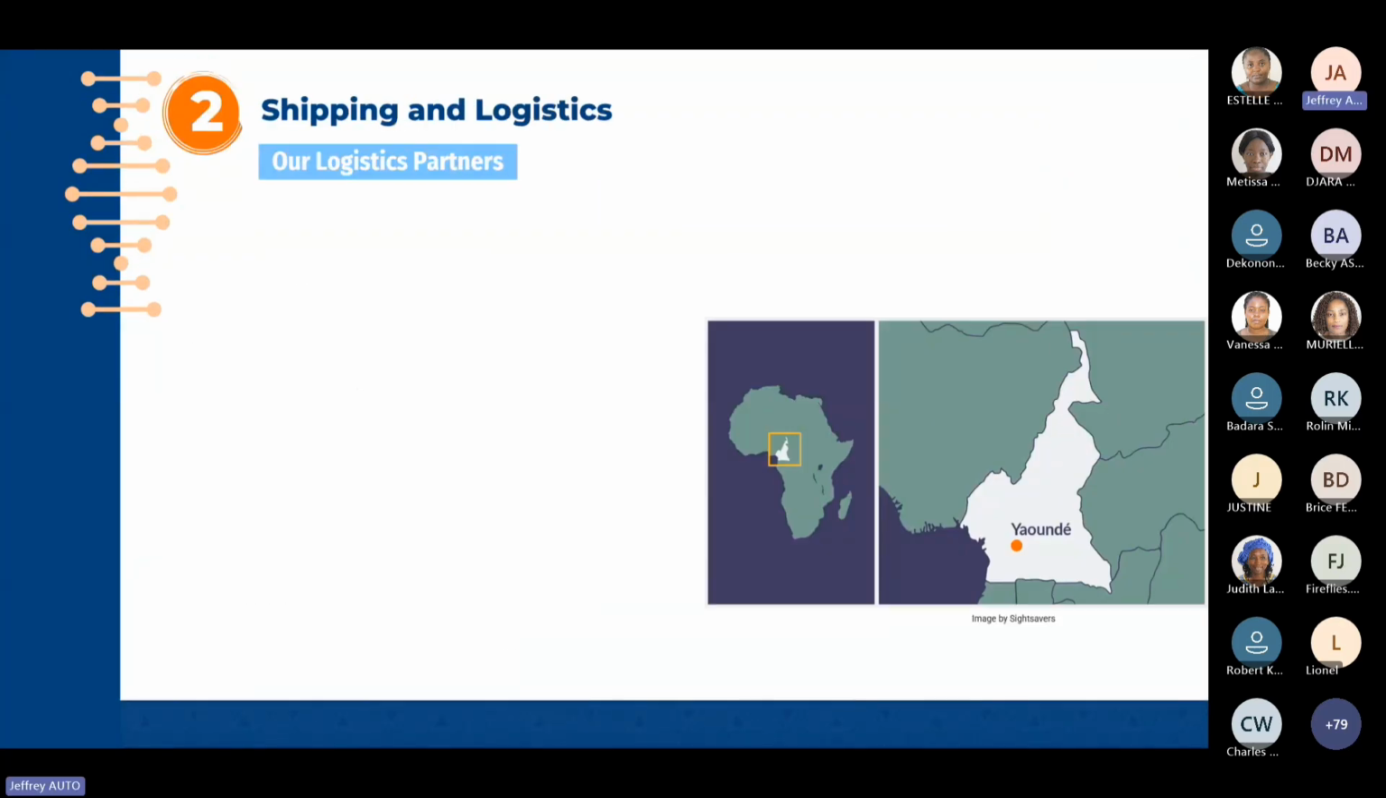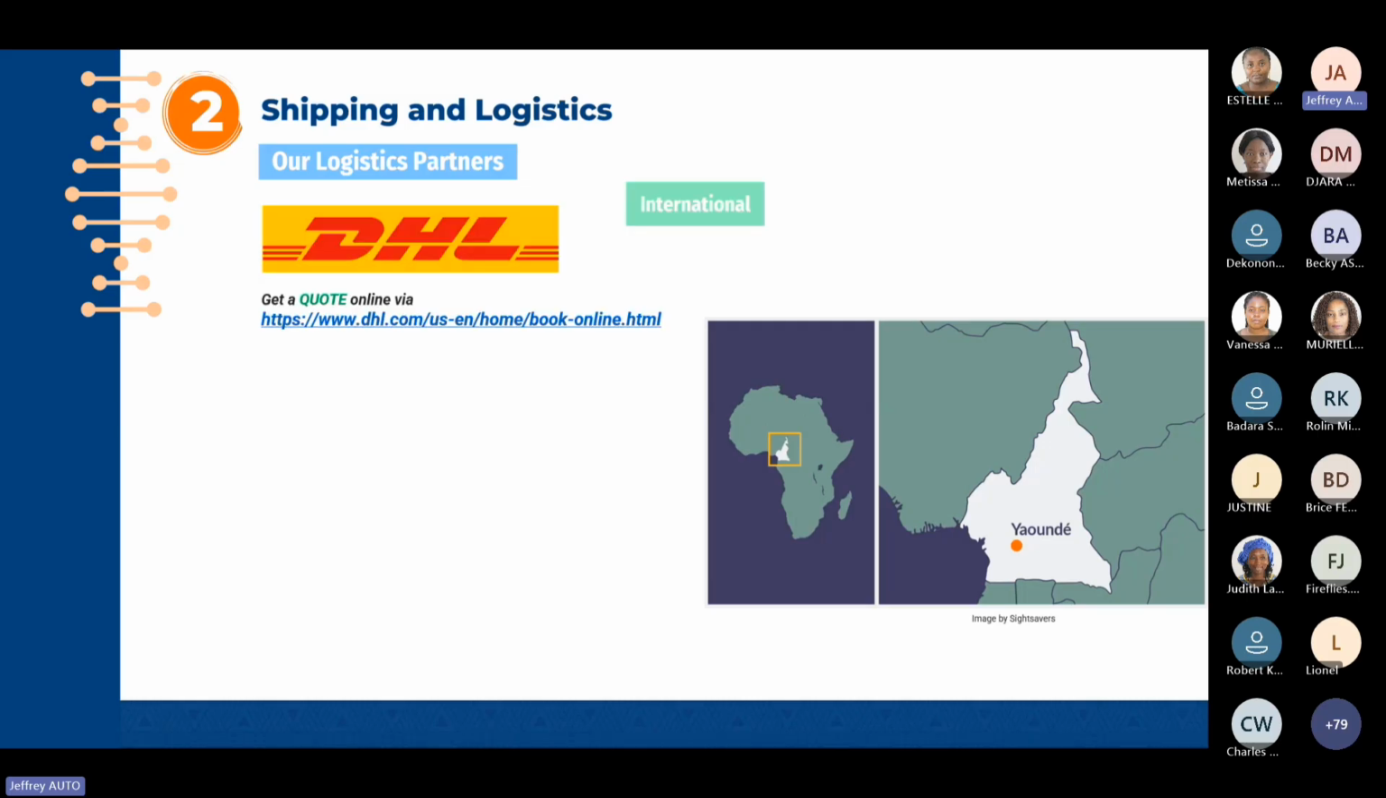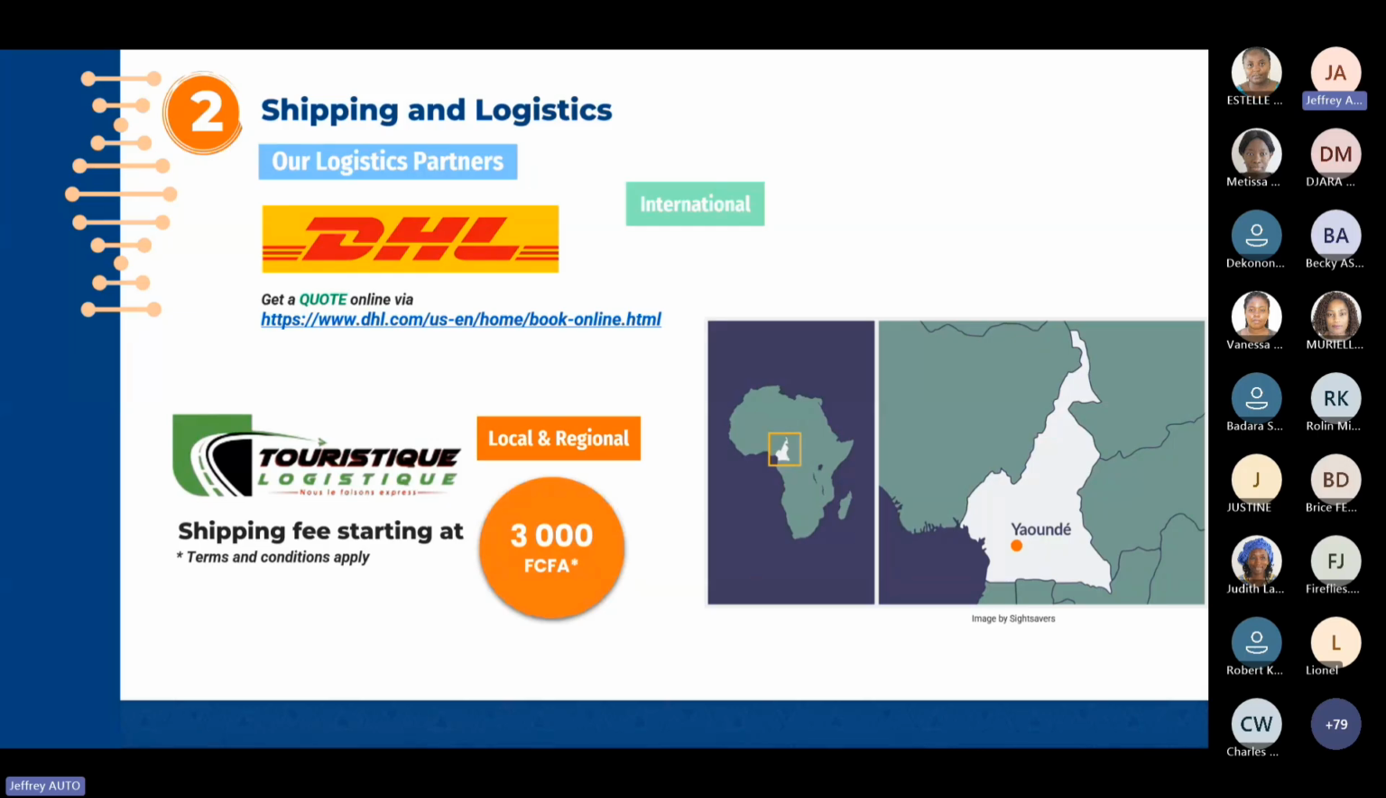Now, talking about shipping and logistics, we are based in Cameroon, which is in Central Africa, and we have developed partnerships with logistic partners, essentially DHL for international purposes, where you can get a quote on the online platform if you are not based in Cameroon or even worldwide. We also developed a local partnership with Touristic Logistic, which is based in the 10 regions of Cameroon, and you can even send your sample at as low as 3,000 francs CFA. It depends, it's up to you.